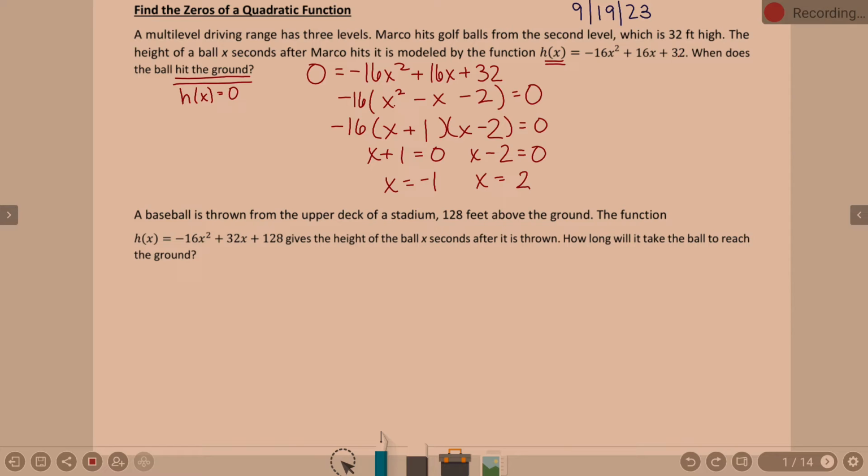Are you seeing the catch here? We're in a word problem, yes? Yes. When you're in a word problem, always evaluate the validity of your answer. Is -1 a valid answer here? Not when x represents seconds. Okay? So right there, we can't have a negative. Okay? That's the problem. Does 2 seconds make better sense? Yeah. Okay. So, when does the ball hit the ground? The ball hits the ground 2 seconds after Marco hits it.